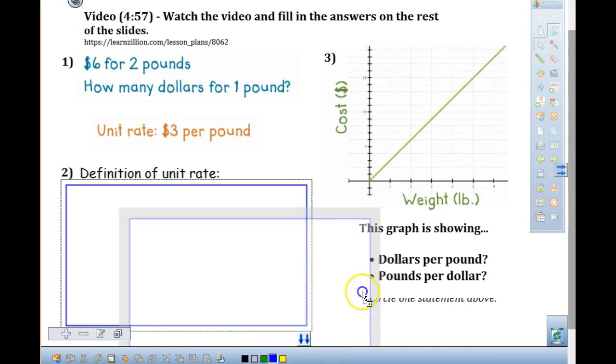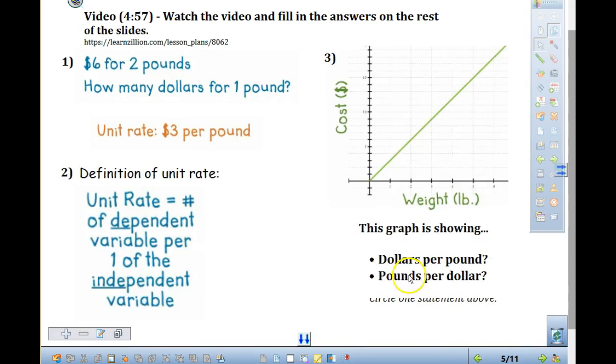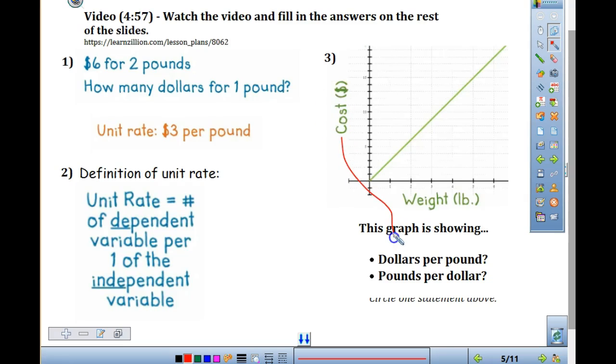$3 per pound. Which one should I have circled on my graph? Dollars per pound or pounds per dollar? Dollars per pound. I have to go with my cost first. It's always y per x. So you should have circled this one. This is what I had for unit rate.